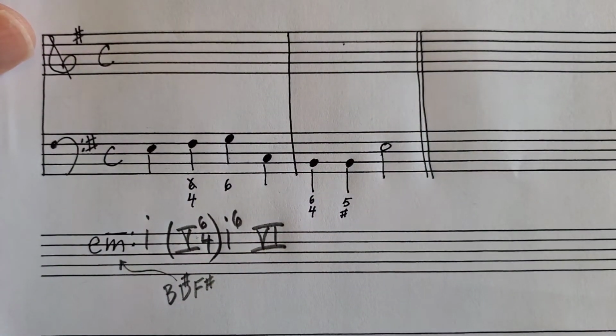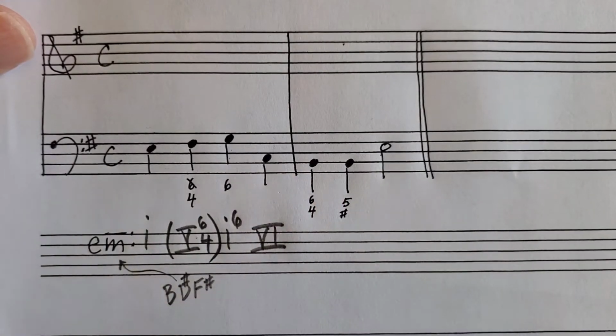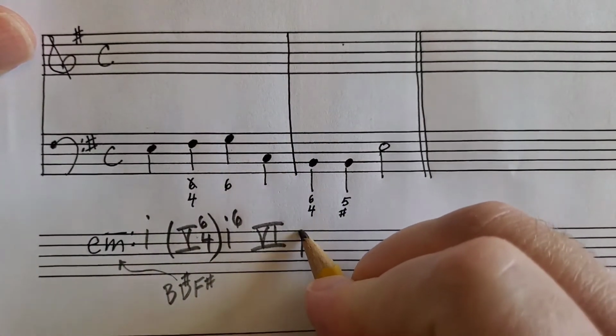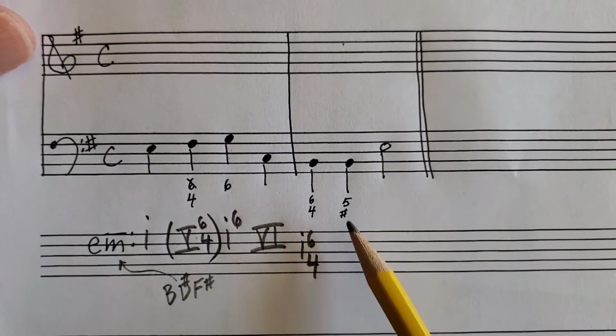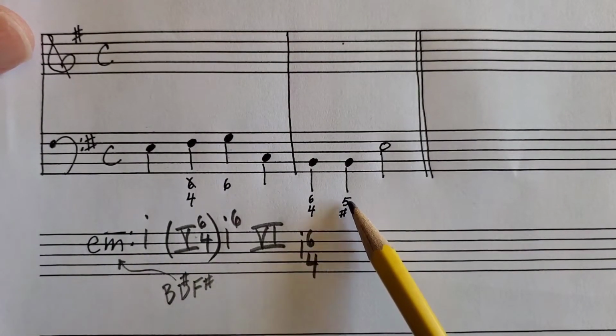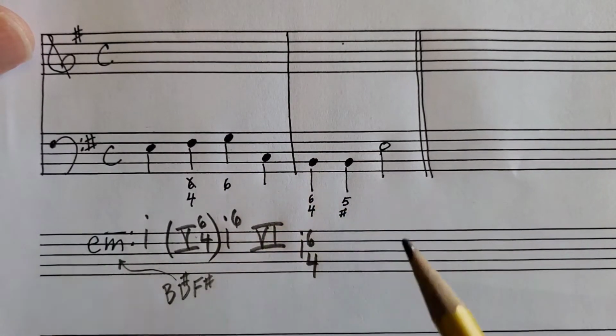And C, E, G is 6. 6/4, again, that means that this is the 5th of the chord. So the root is E. It's 1/6/4. Now this 5 sharp, what the 5 means is the 6th above the bass here is going to go to a 5th above here.